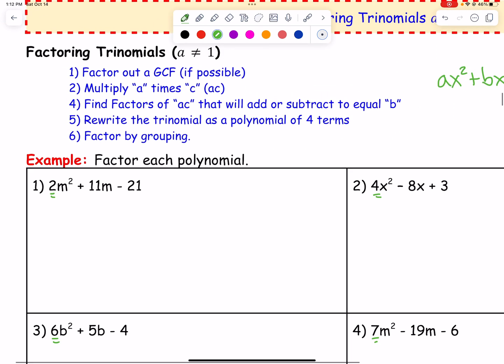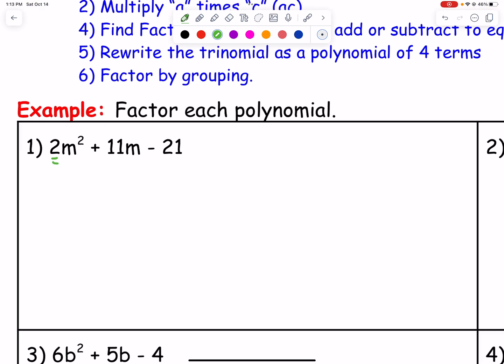We want to factor out a greatest common factor if possible, always with any type of factoring we do. Then we're going to multiply the a times c like we did before. We're going to find factors that will multiply to give us a times c, and add or subtract to give us b. And then what we want to do is rewrite our trinomial as a polynomial of 4 terms and then use grouping, the method that we've already covered.